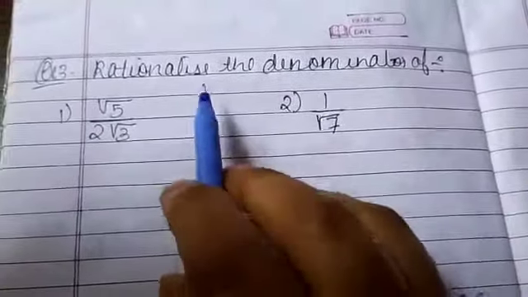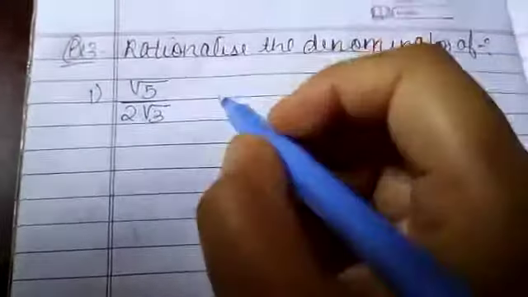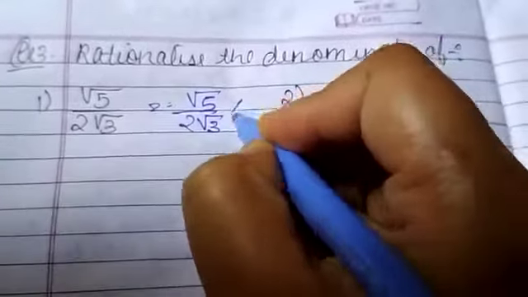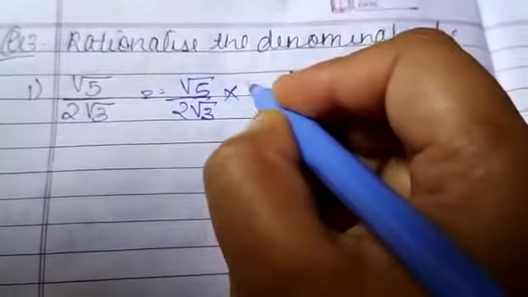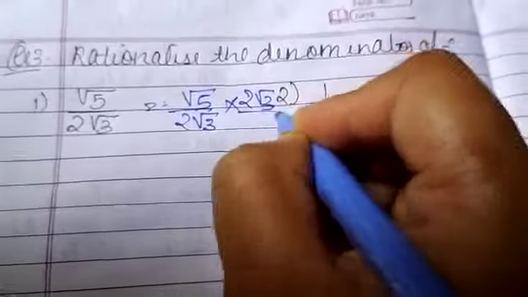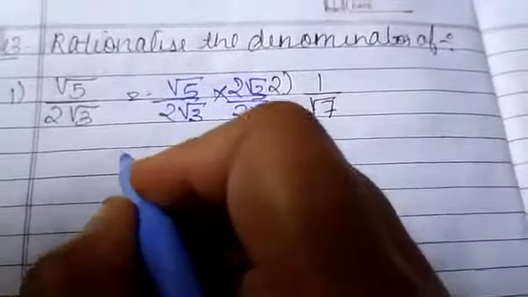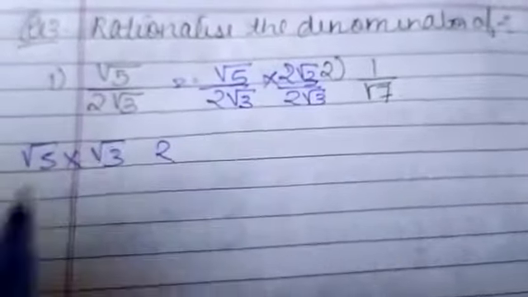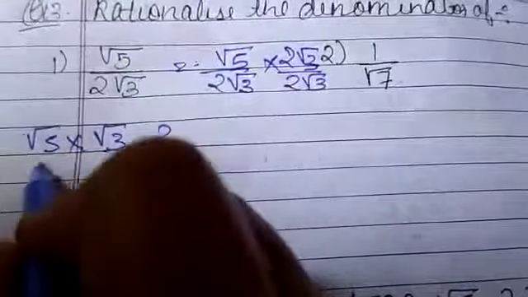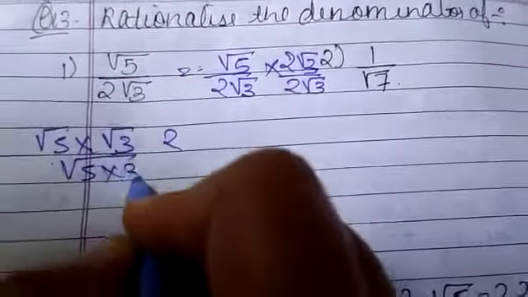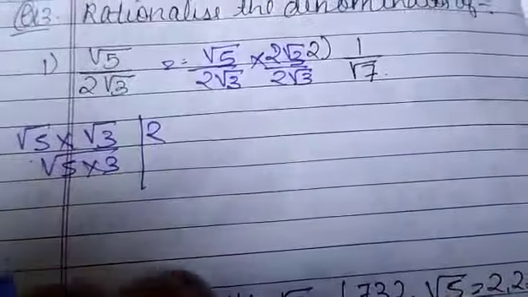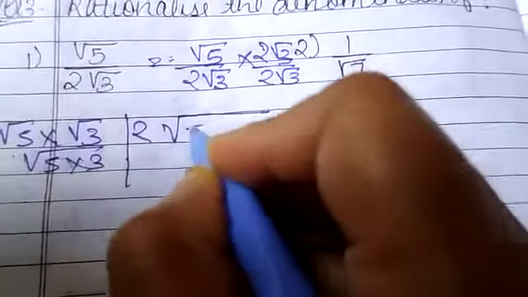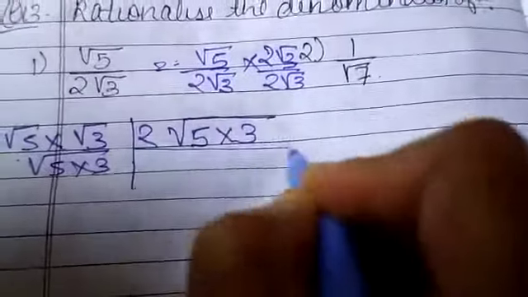Now coming to the next: rationalize the denominator of, in the same way, under root 5 upon 2 under root 3. What I told you: if it is a single term, just multiply it with the same, root 3 upon root 3. Another way, I have told you, is under root 5 into under root 3, and if the power of the surds is the same, you can multiply them together. Remember, I explained this in the previous topic. So 2 will come outside the under root, and inside, 5 multiplied by 3.